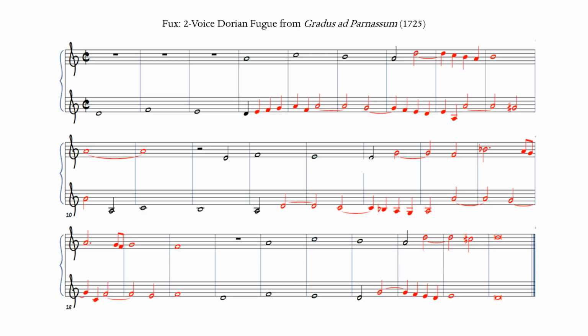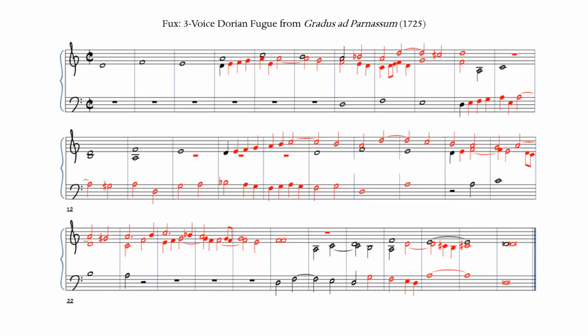Later on, Fux uses the same subject to compose a three-voice fugue. The exposition is basically the same as that of the two-voice fugue, but this one now includes a tenor entry with the subject in measure 7. There is no episode between the first and second entry groups.